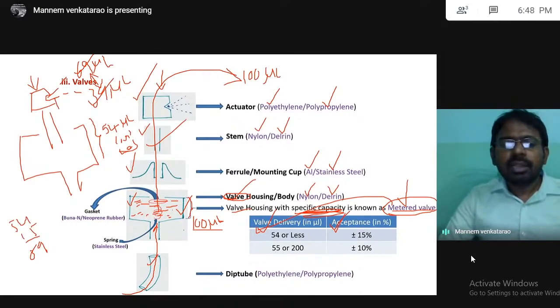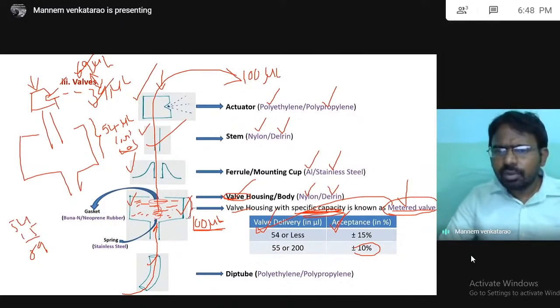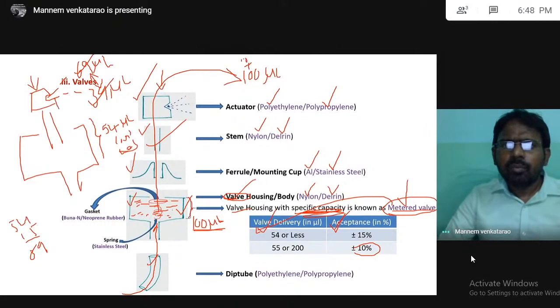For example, if the container is labeled 55 to 200 microliter, how much variation is accepted? Plus or minus 10%. For example, consider that on the label they marked 100 microliter, which lies in between 55 to 200. How much variation is acceptable? Plus or minus 10. Add plus 10 and remove minus 10: plus 10 means 110, minus 10 means 90.